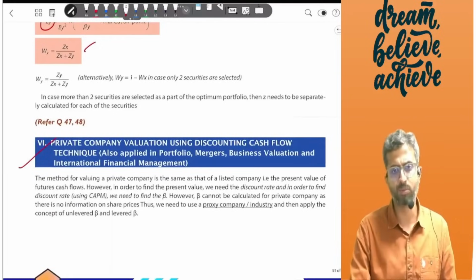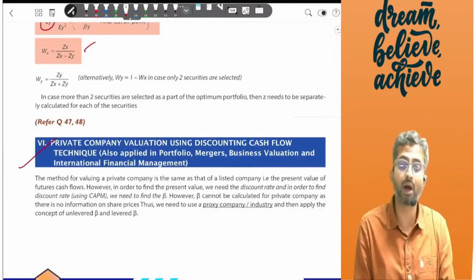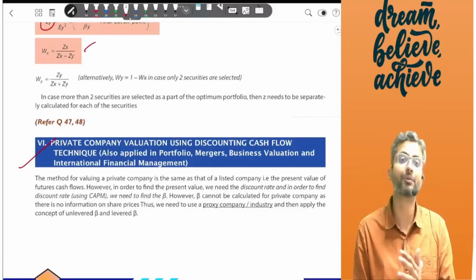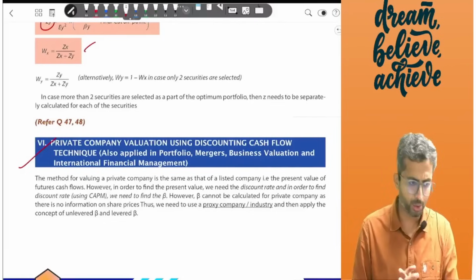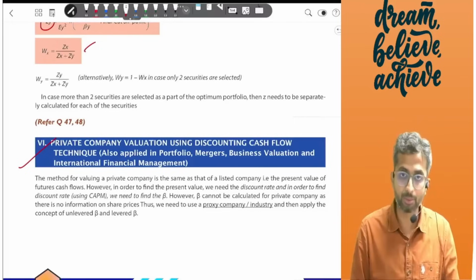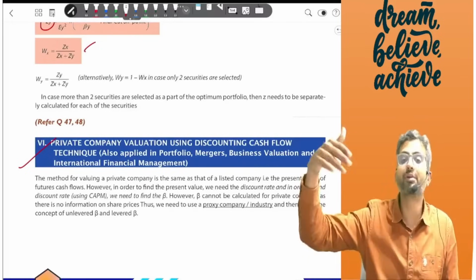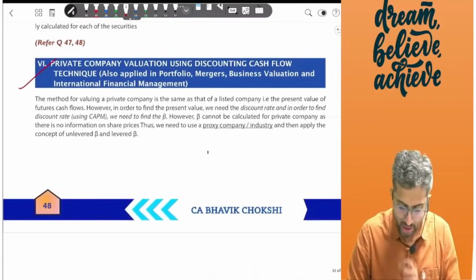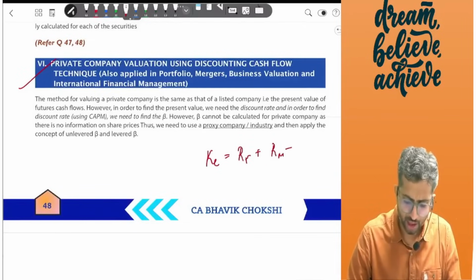And then you come to the last part. This part over here is kind of dispersed. Various questions from this part come in the merger section, in the business valuation section, in the portfolio section, and also in the international financial management section. This pertains to private company valuation. So when we look at private company valuation, how will you do valuation, let us say, for a private company? Well, we will say that the valuation happens usually by taking the present value of future cash flows. So you'll predict the future cash flows of the private company, and now when you go to discount it, let us say for this company you need to find the discounting factor, that is K is equal to RF plus (RM minus RF) into beta.